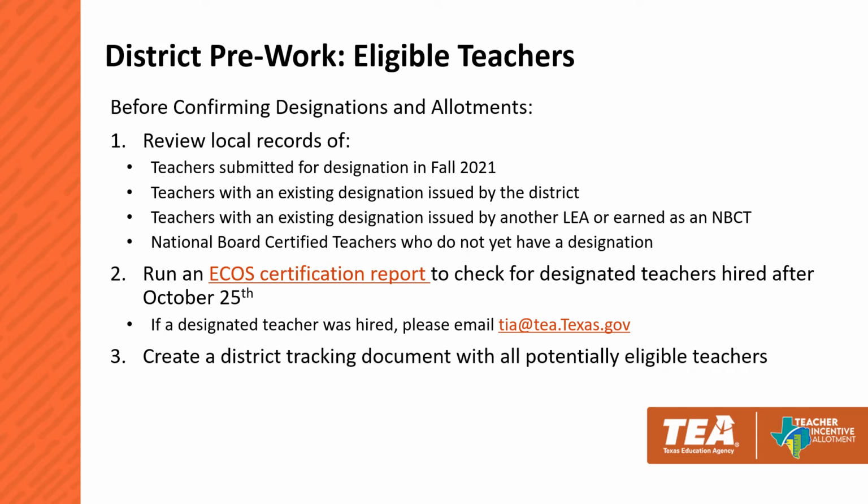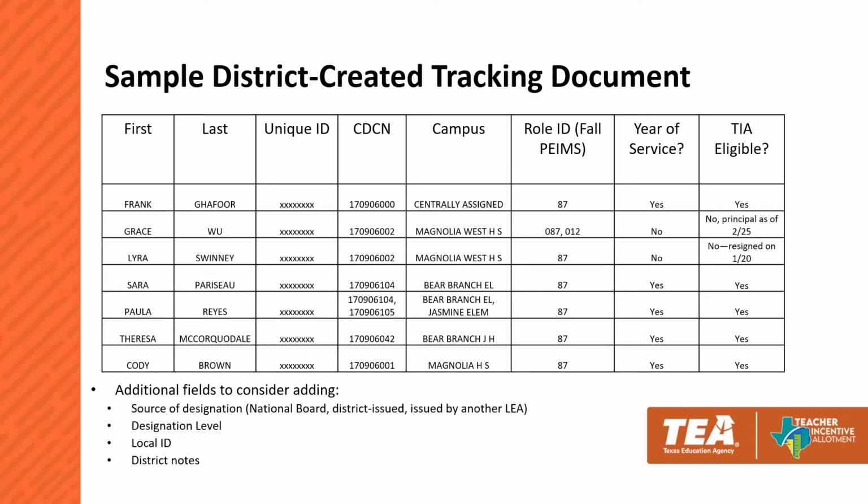Districts may also check for any designated teachers who may have been hired after October 25th. You can run an ECO certification report, and the instructions are linked here to check for designated teachers. So once all of those are done, please create a district tracking document with all teachers who are potentially eligible for designation or allotment. Here's a sample tracking document.